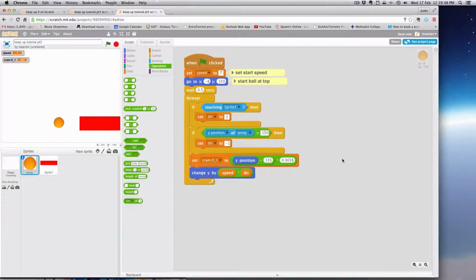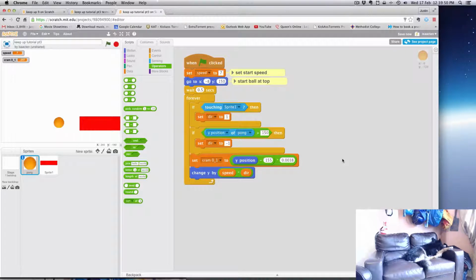Okay, so let's see what happens to the cram 01. It's hard to see right now, but it's looking like it's staying between essentially 0, -0, -1. And we just want to make that number positive.